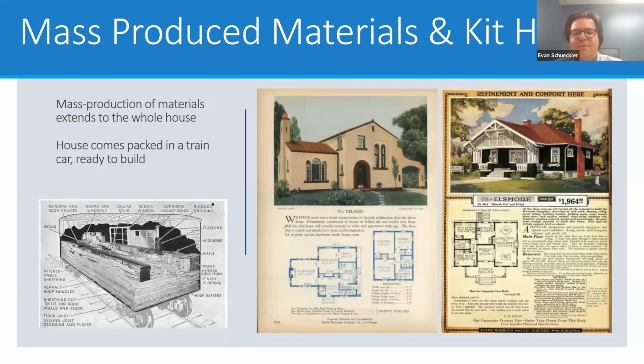So it's the ramping up of that mass production of materials, from the scale of just the parts that are chosen and then applied to a house, to sometimes the whole design and the whole floor plan of the house. On the right is an example of a Sears and Roebuck Craftsman, which we'll talk about shortly. But you also see on the left a little bit more of a Spanish colonial inspired kit home or basic plan.